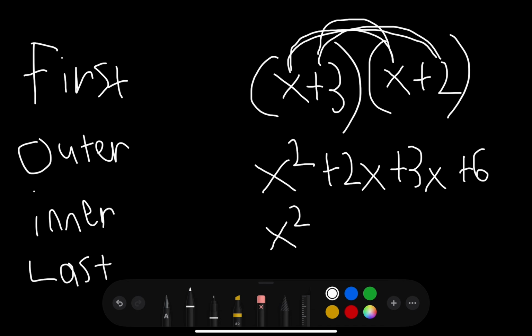Then, if we look at it, we'll see that there's two values that both share a variable, in which case it would be 2x and 3x. So combining those like terms would give us 5x. And next, we see that we have one value left, and it's the 6. The 6 has nothing else to go with, which means it is the last part of this equation simplified. So this is how you use the FOIL method to multiply binomials.